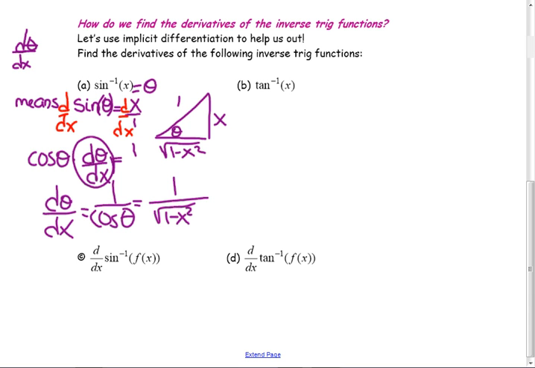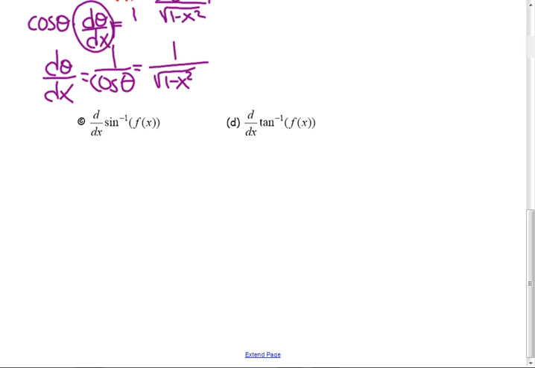Is that okay? So what about the derivative with the chain rule in it? What's that going to give me? It's 1 over the square root of 1 minus, now what's my x? It's not x. What's my input? The f of x, squared, times the derivative of the inside function, which is f prime of x.